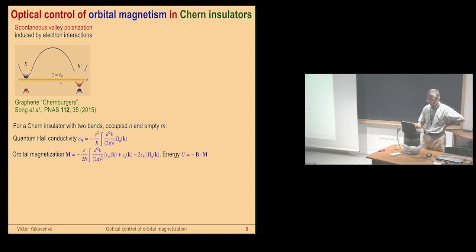But there are other consequences. For example, orbital magnetization. There is some other integral of Berry curvature that gives you magnetization. And this is orbital magnetization, because spins play no role here. Spins essentially play no role in this story.